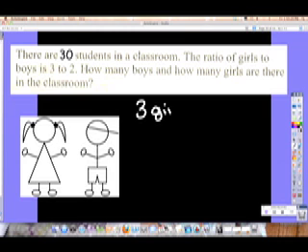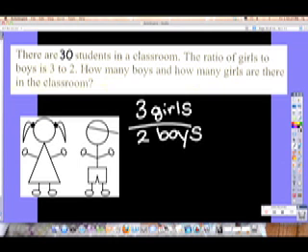All right, Caitlin, talk us through it. What are you going to do? Okay, so she's adding the girls and boys. So 3 plus 2, total grouping of students. Do you agree with Caitlin? 5? Okay, Caitlin, where did you go from there? 30 in the class, so take the 30. Perfect. Group it by 5s.